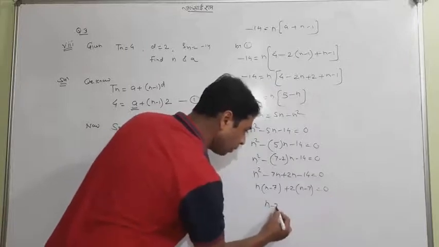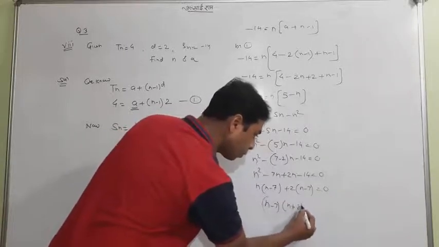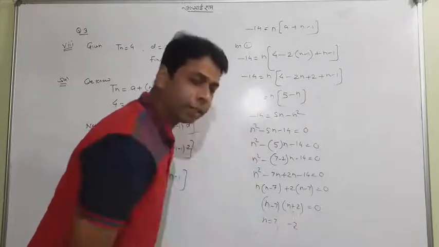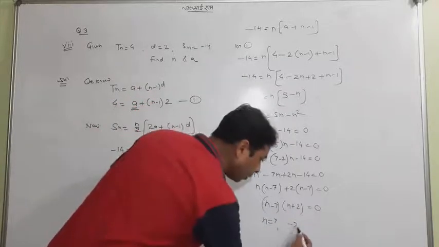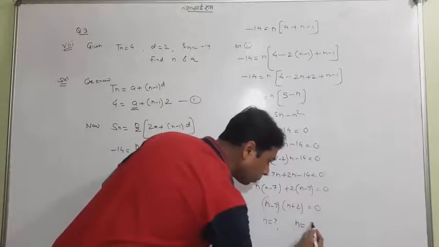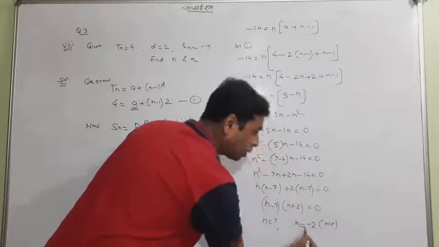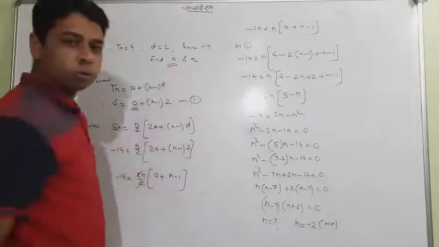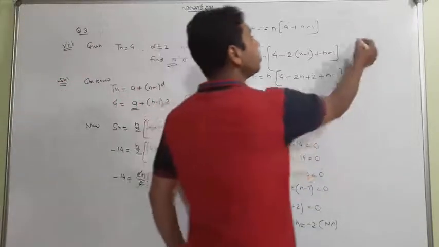So n minus 7 have common. Student, one can understand that we have n equal to 7 and n equal to minus 2 from here. But minus 2 is not possible. Why? Because number of terms cannot be negative. So only n equal to 7, which we had to find out. We got n equal to 7.